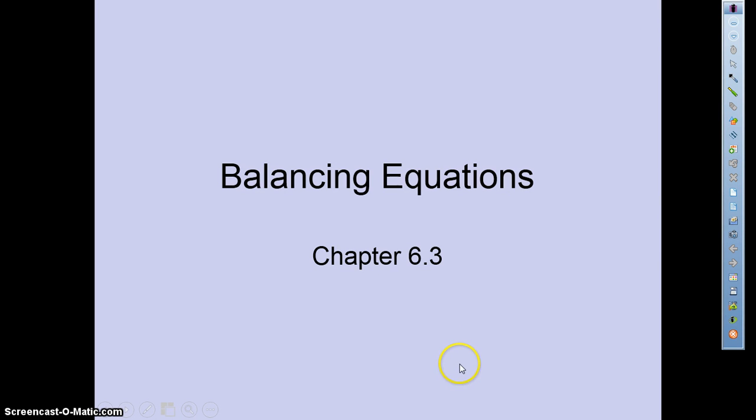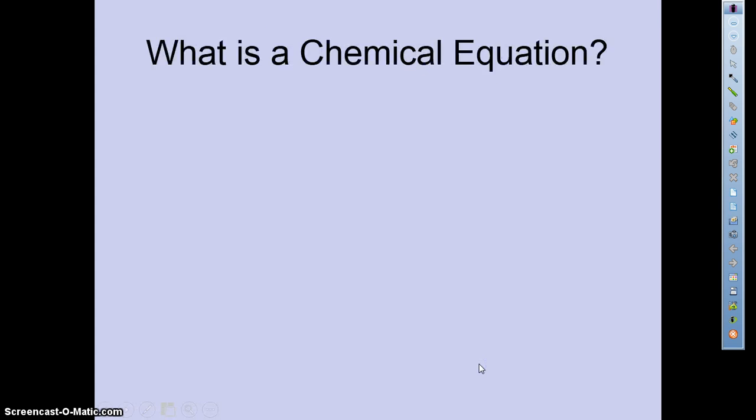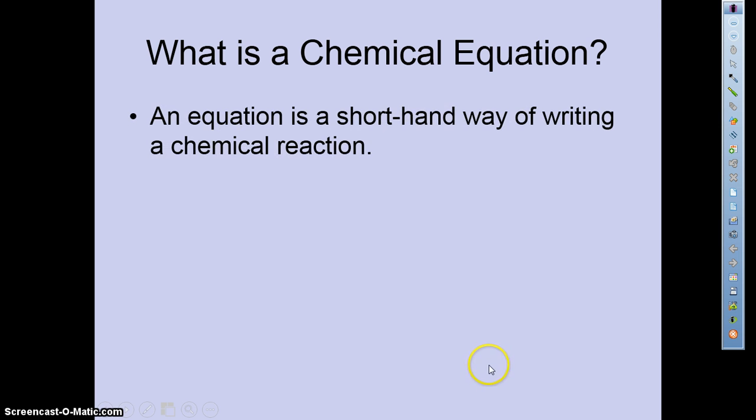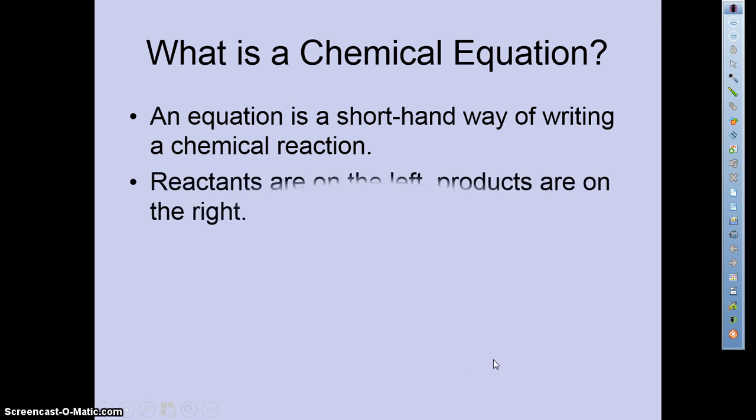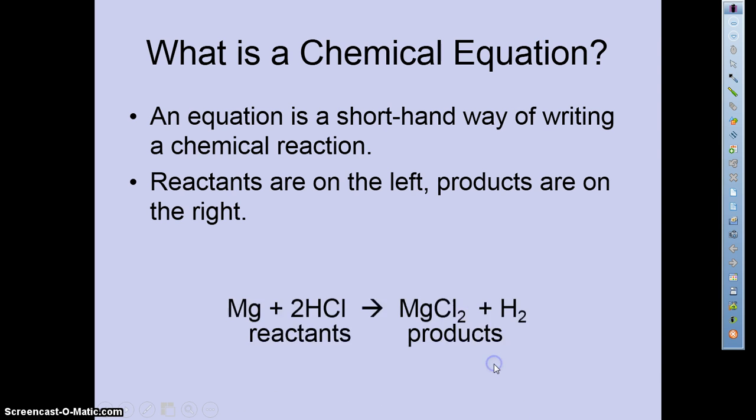As promised, we're going to look at how to balance equations properly in section 6.3 today. So what is a chemical equation? This is just going to review chapter 6.1 and 6.2. An equation is a shorthand way of writing a chemical reaction. And reactants are found on the left, products are on the right.